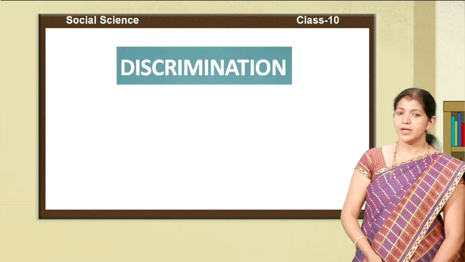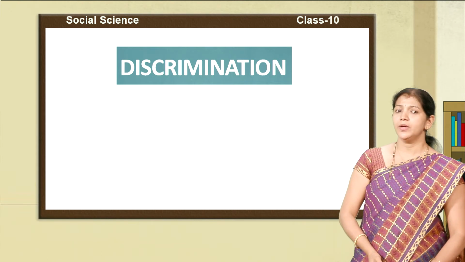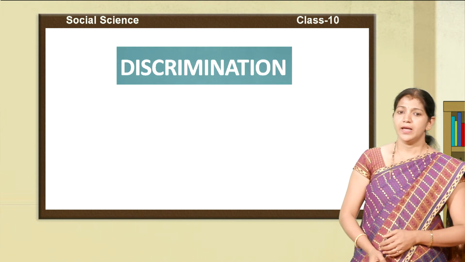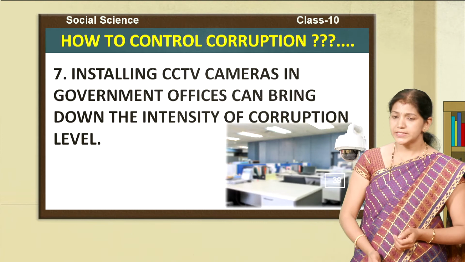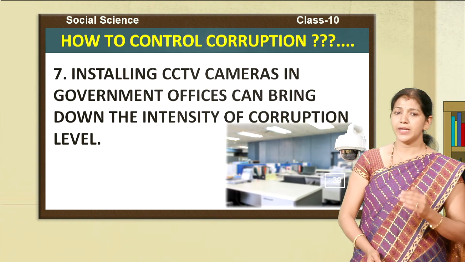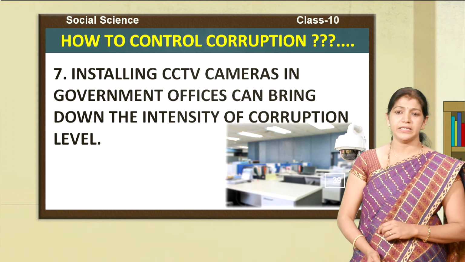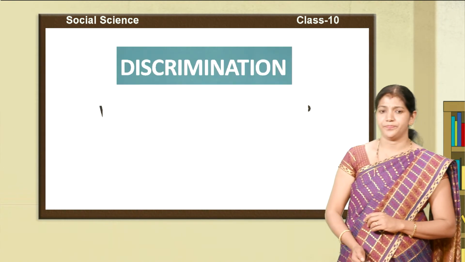Dear students, I hope you understood the meaning of corruption, how it creates negativity in society, and what measures are taken by the government to eradicate corruption. Next main problem of our country is discrimination.